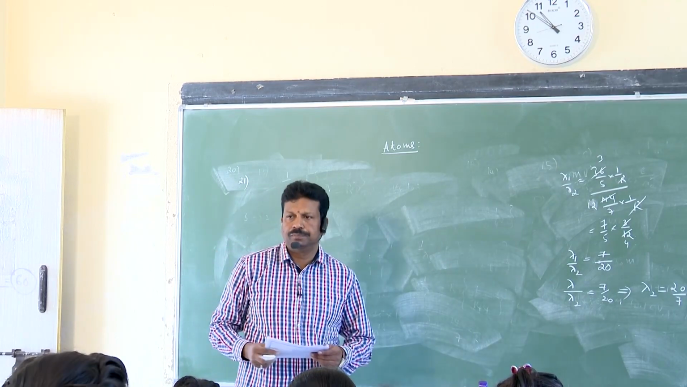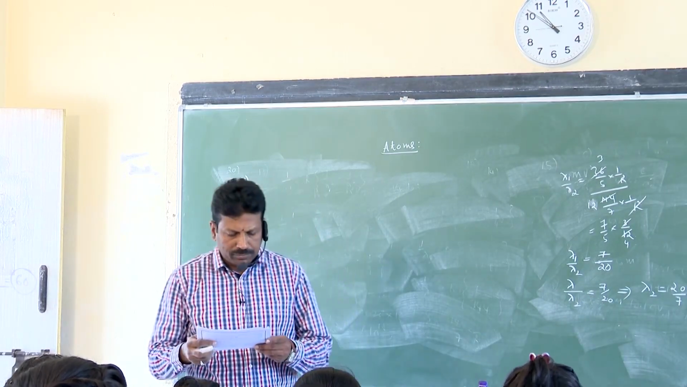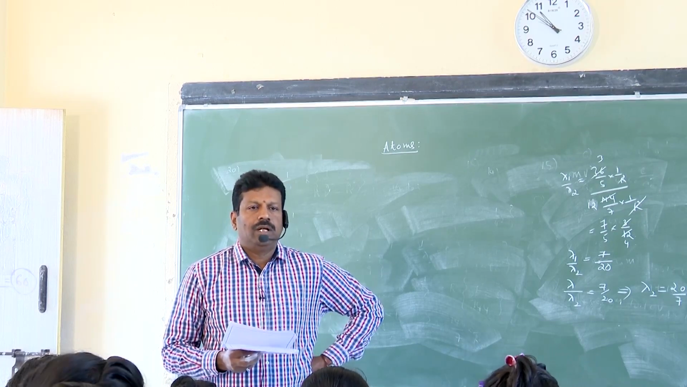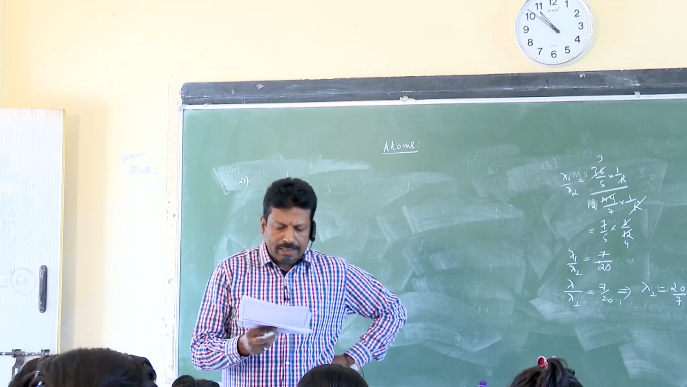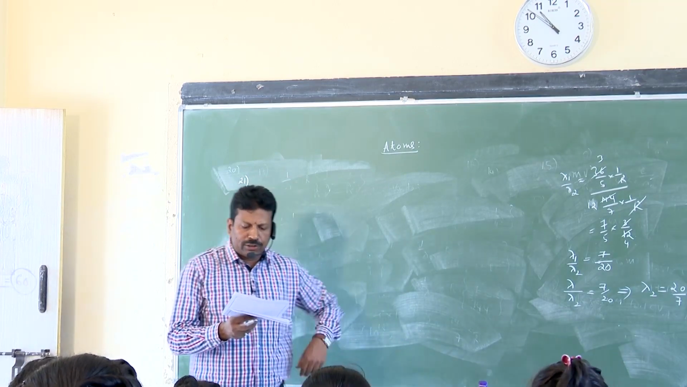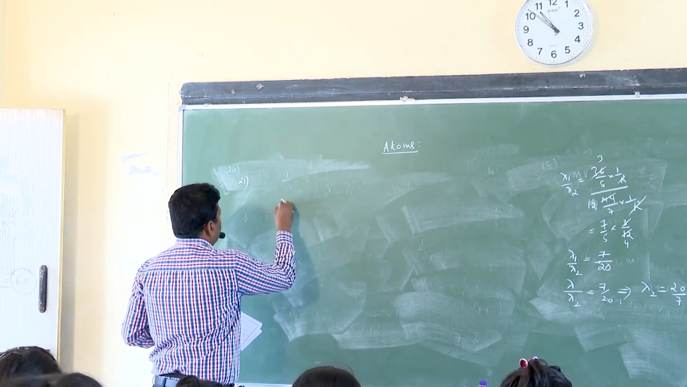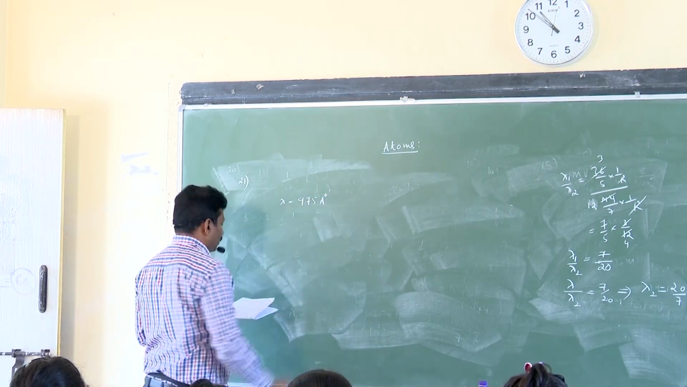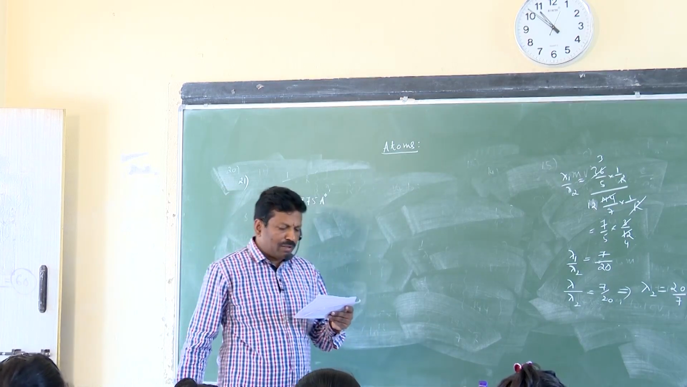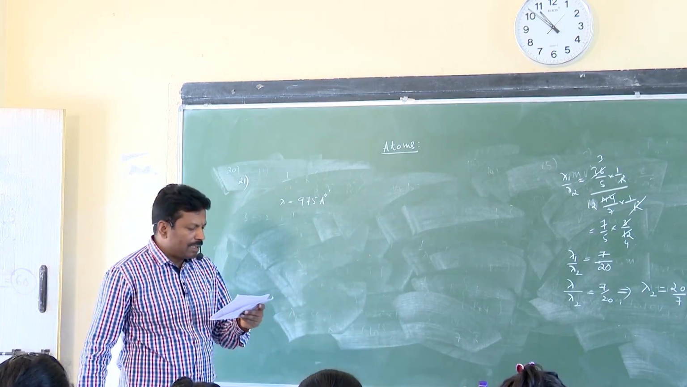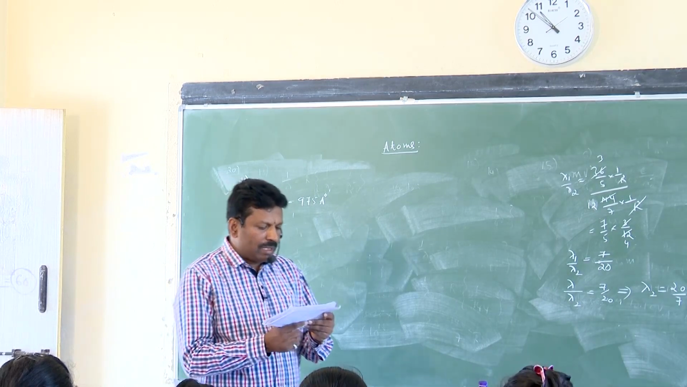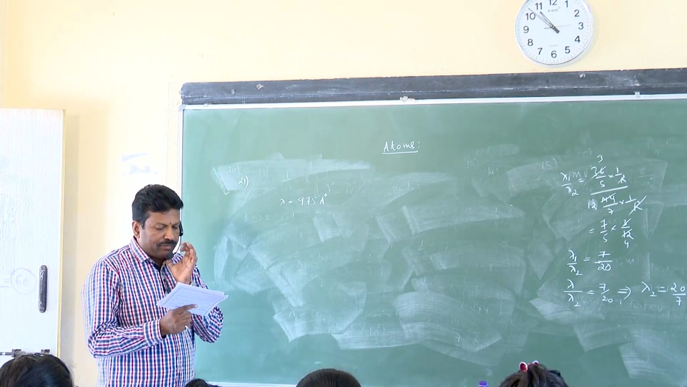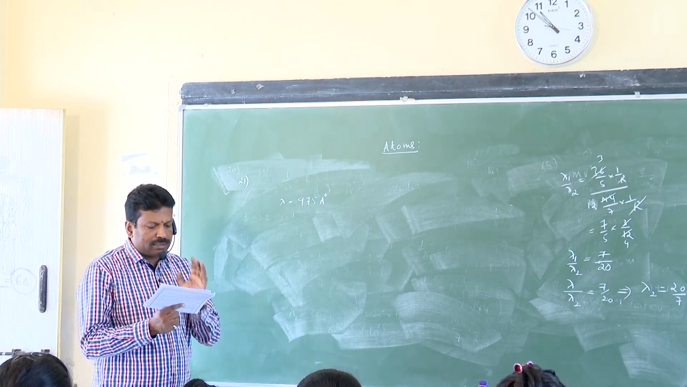Question number 21. A hydrogen atom in its ground state is excited by a monochromatic radiation of wavelength 975 angstrom units. The number of spectral lines in the resulting spectrum emitted will be. So the hydrogen atom in the ground state is excited by monochromatic radiation of 975 angstrom units. Number of spectral lines in the resulting spectrum.